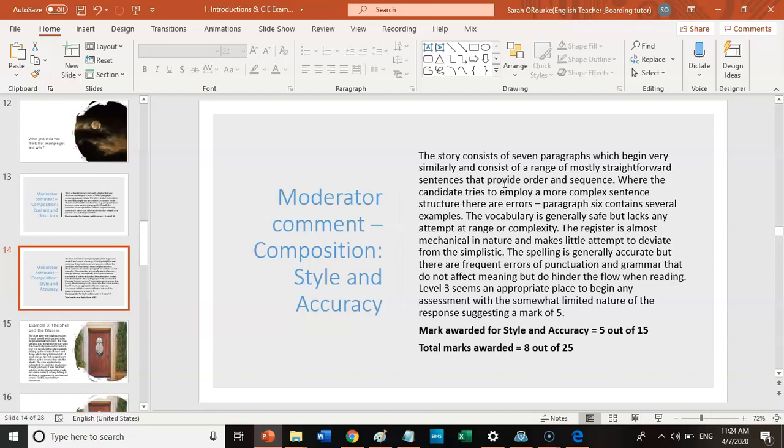Spelling is accurate, but there are lots of frequent errors with punctuation and grammar that do not affect meaning but hinder the flow when reading. So I always understand what this person means, but when I'm reading it, I'm focusing on those errors. It's making me go mistake, mistake, mistake, mistake, and so I don't enjoy the story. So that is an example of what a 5 out of 15 would look like, and overall this piece of writing gets 8 out of 25. So there is an example, please, class, of what not to do.